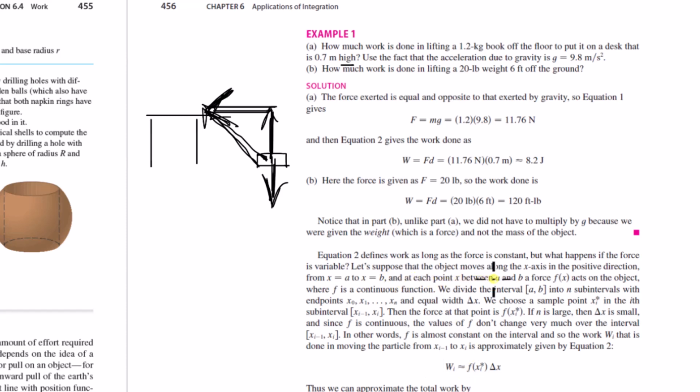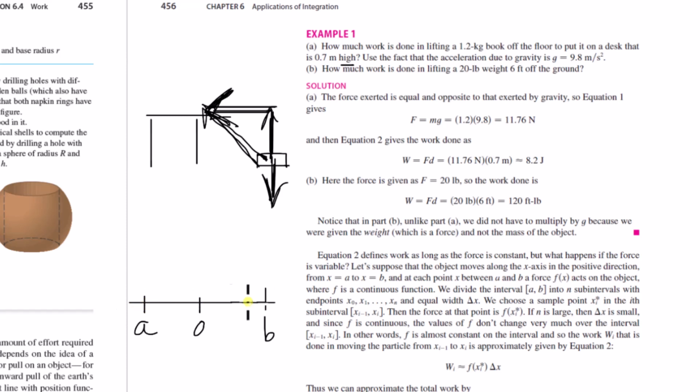Let's suppose that the object moves along the x-axis in the positive direction from x equals a to x equals b, so that's straight line motion. And at each point x between a and b, a force f of x acts on the object, where f is a continuous function. Okay, so it's straight line motion, and we could start at a negative position. It doesn't matter.